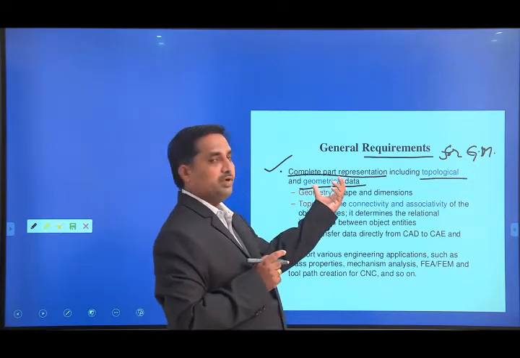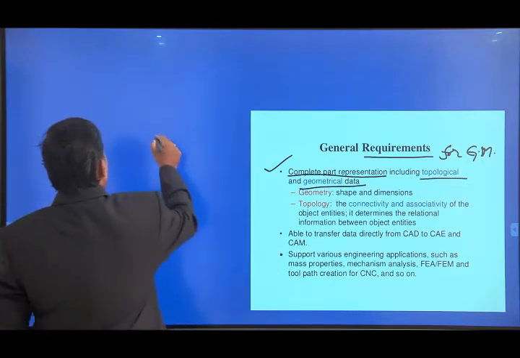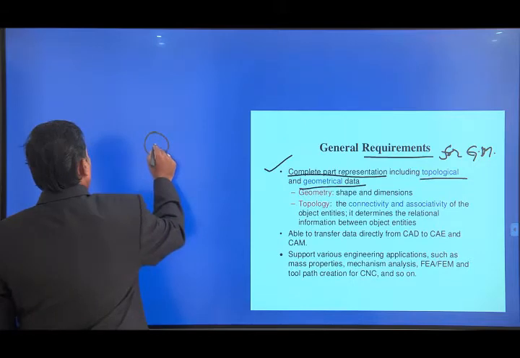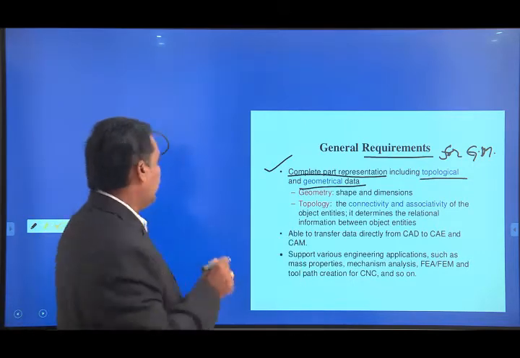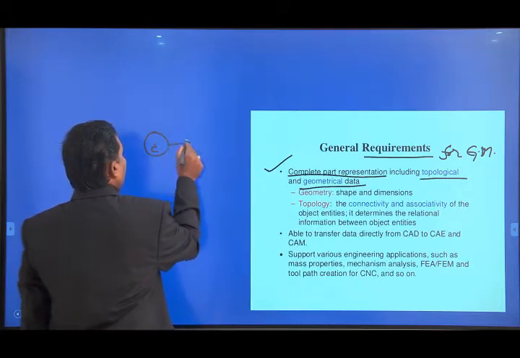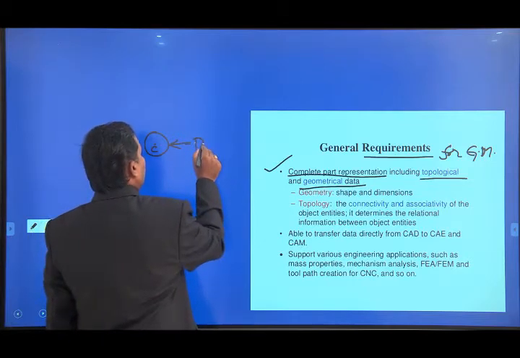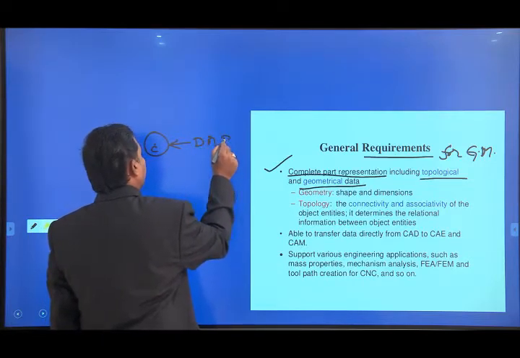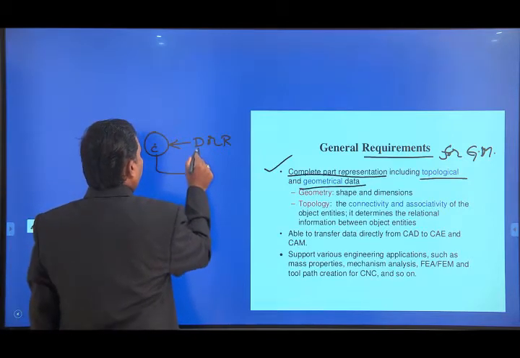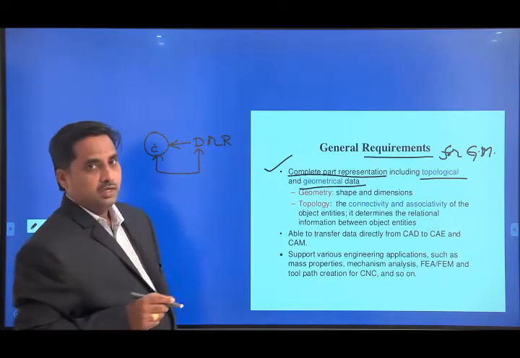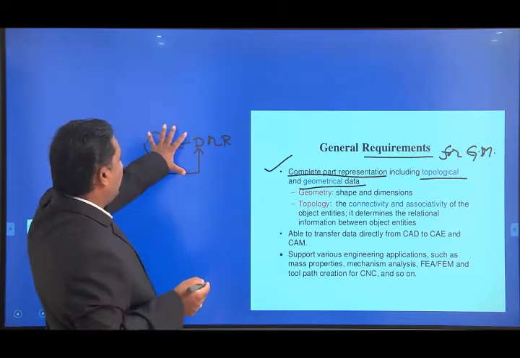What is meant by geometrical data? Suppose you want to represent a circular component. What is the geometrical data we require for a circle? The center of the circle, and also the diameter or radius of the circle. If we specify center C and diameter D, then we can go for the modeling of the circle. Similarly, we require such geometrical data.